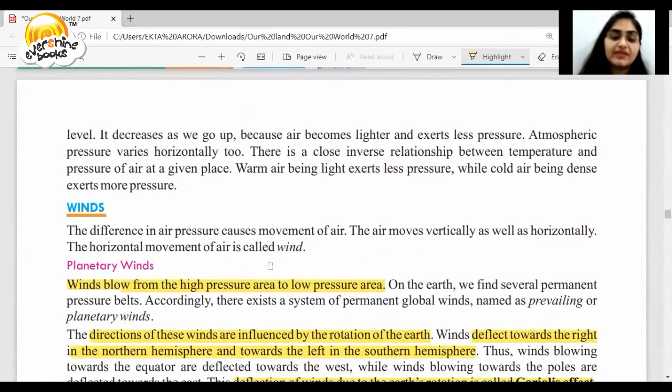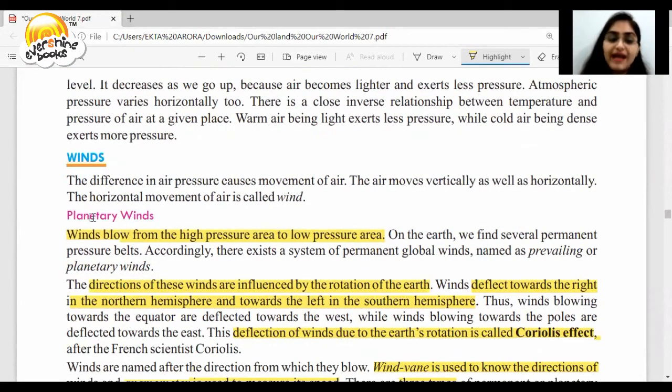We'll talk about winds now. The difference in air pressure causes movement of air. Air moves vertically as well as horizontally. Now, there are different types of winds also. Planetary winds. So, wind blowing from high pressure area to the low pressure area are called planetary winds.